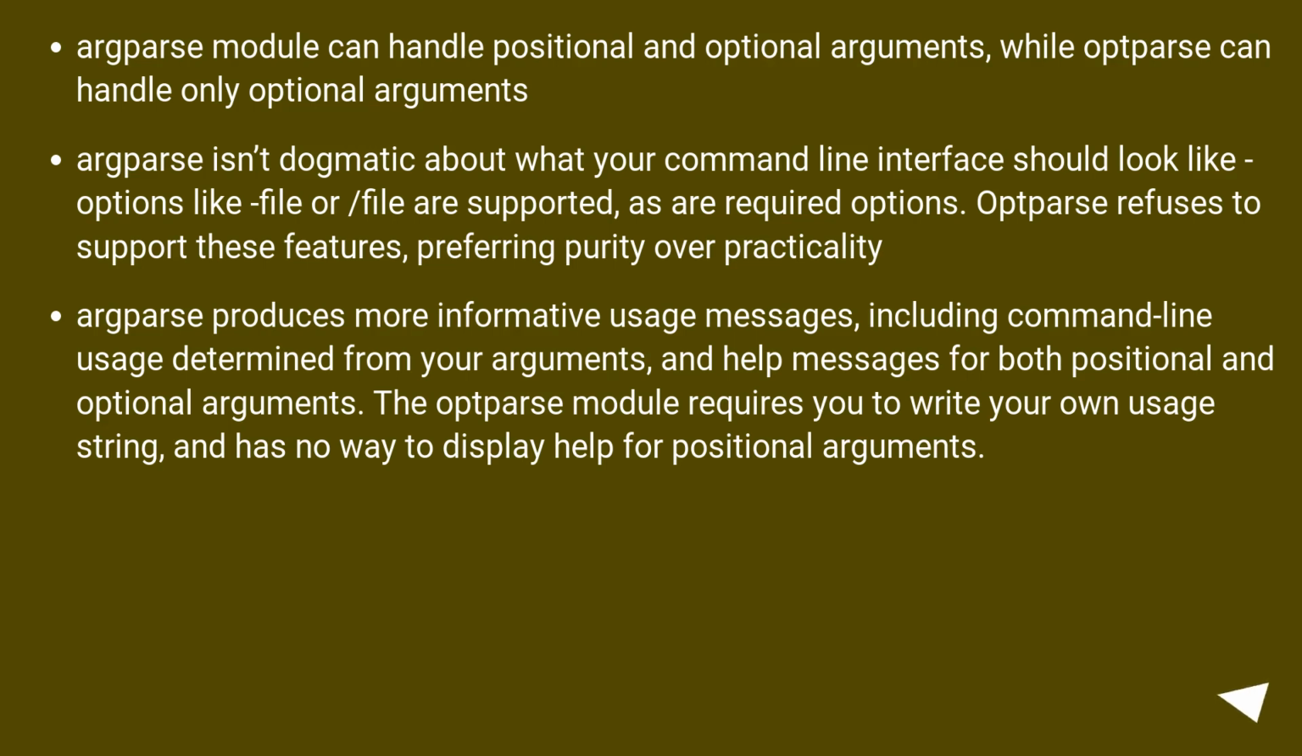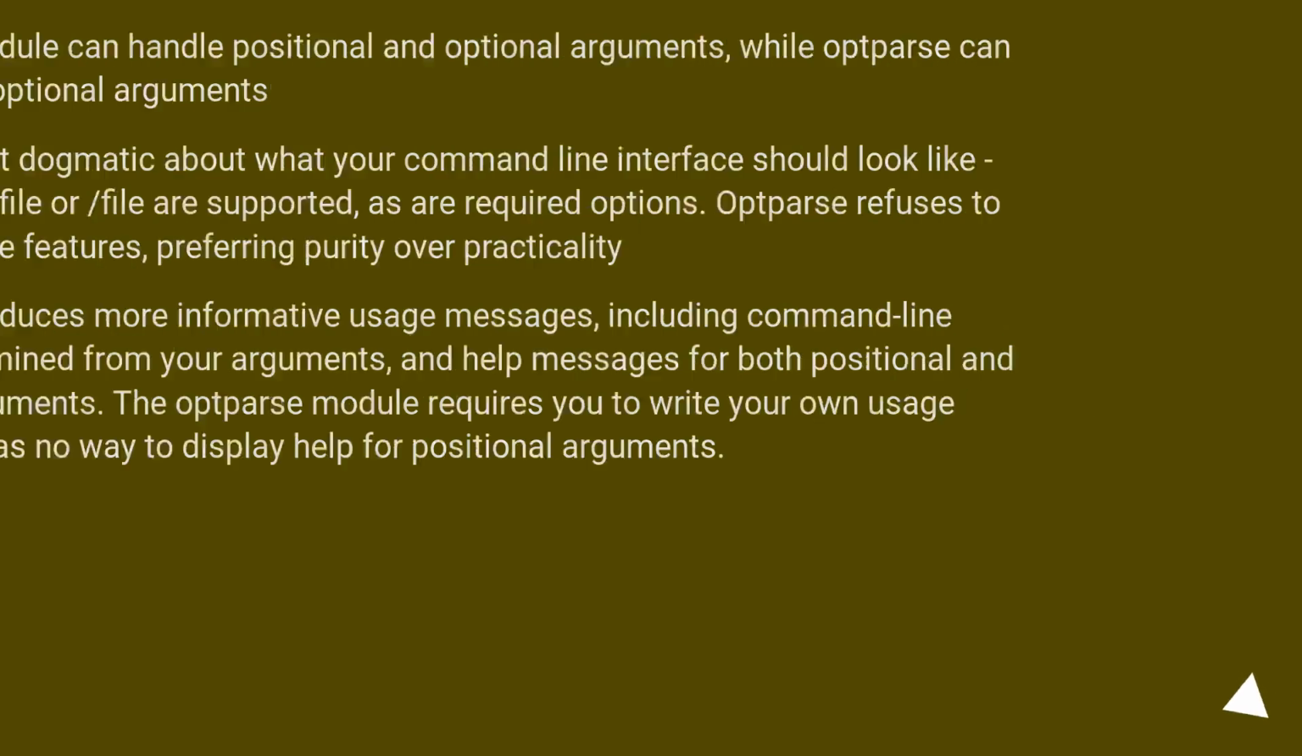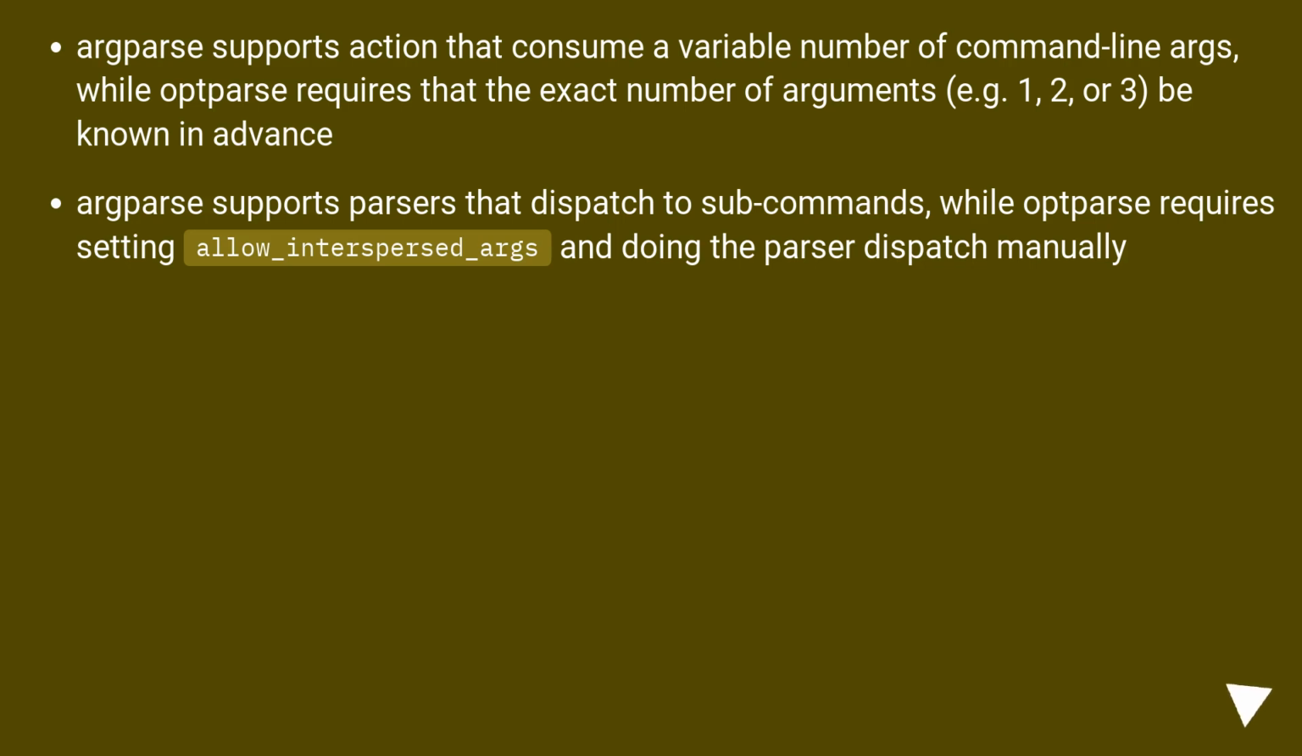Argparse produces more informative usage messages, including command line usage determined from your arguments, and help messages for both positional and optional arguments. The optparse module requires you to write your own usage string, and has no way to display help for positional arguments. Argparse supports actions that consume a variable number of command line args, while optparse requires that the exact number of arguments, for example 1, 2, or 3, be known in advance.